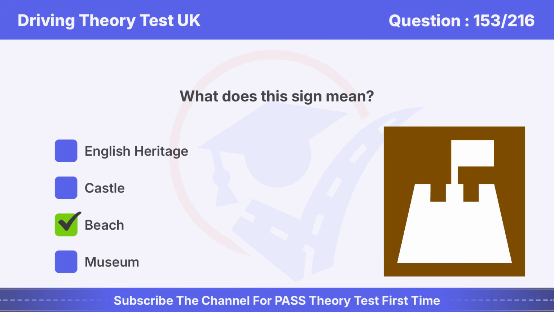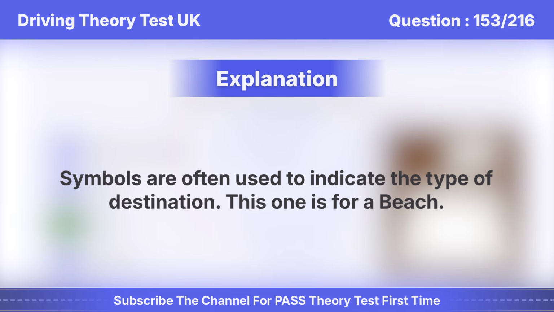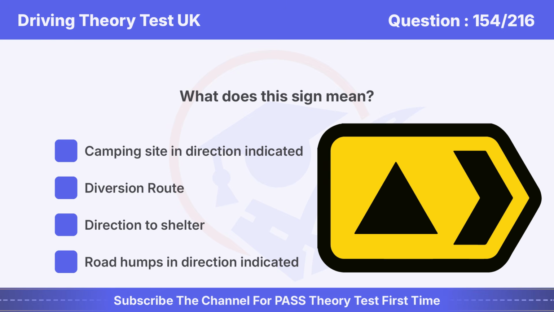Answer is C. Beach. Symbols are often used to indicate the type of destination. This one is for a beach. Question 154. What does this sign mean?